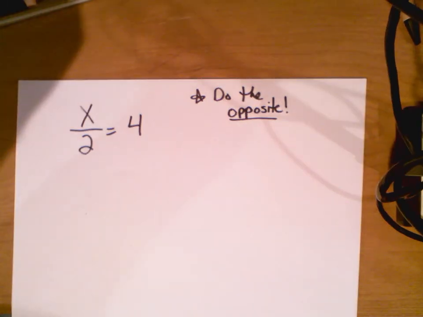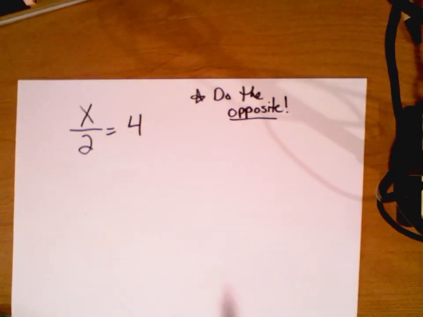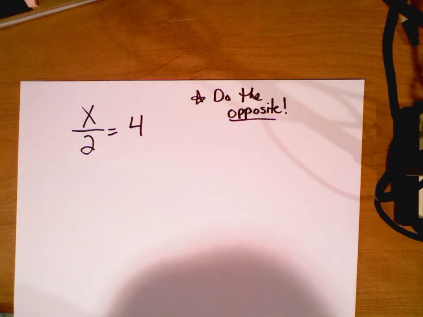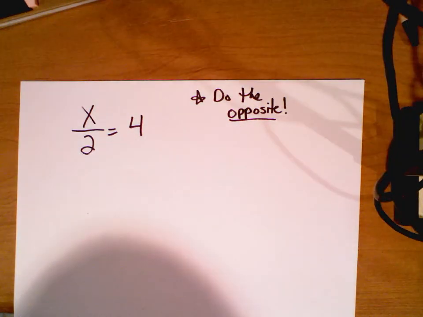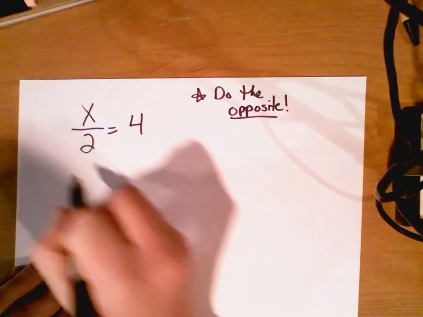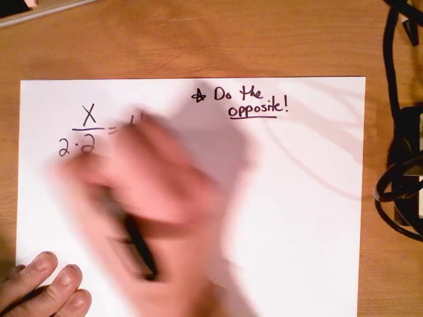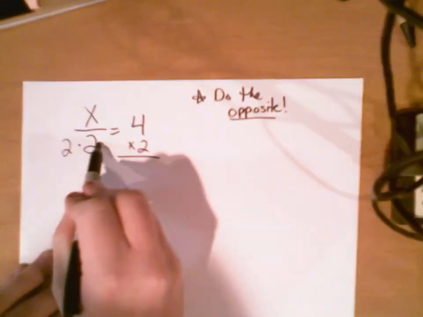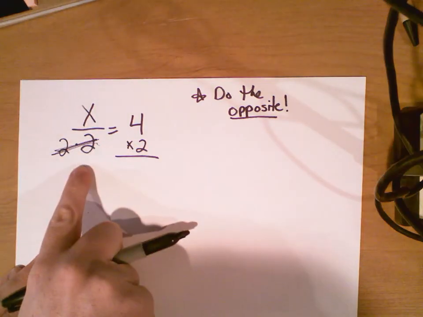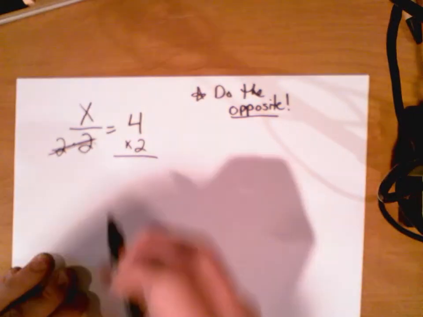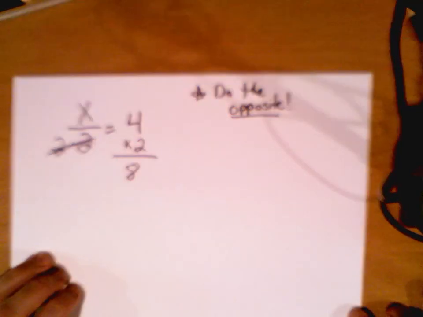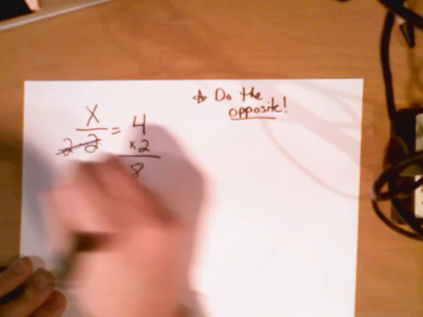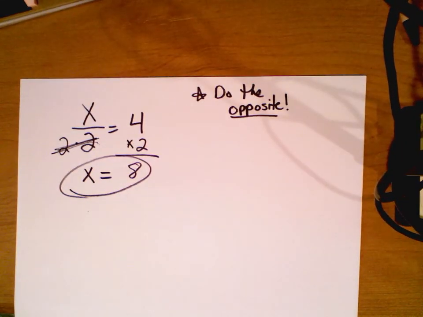So in order for me to figure out what the answer for my variable is, which would be x in this case, I need to do the opposite. So that means I'm going to multiply. 2 times 2. If you cross out the bottom here, because they're the same number, 4 times 2 is 8. That is my answer. I'm going to write x equals 8. That's what your final answer should look like.